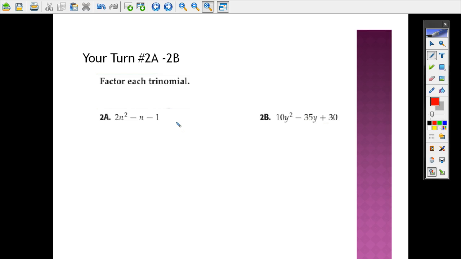All right, go ahead and do numbers 2a and 2b. This will actually be your final slide, your final assignment. So when you're done with this, make sure you put it away in your book bag so you can get credit for tomorrow's homework.